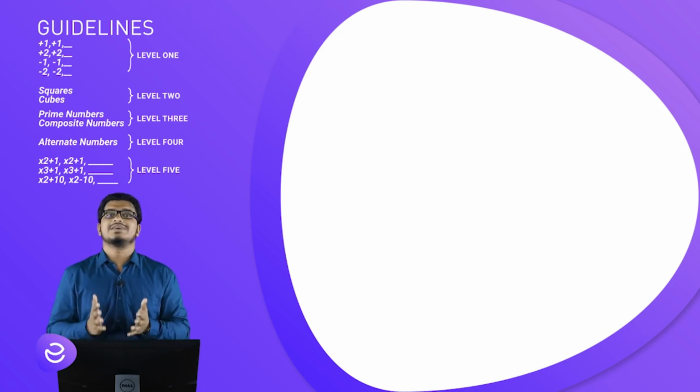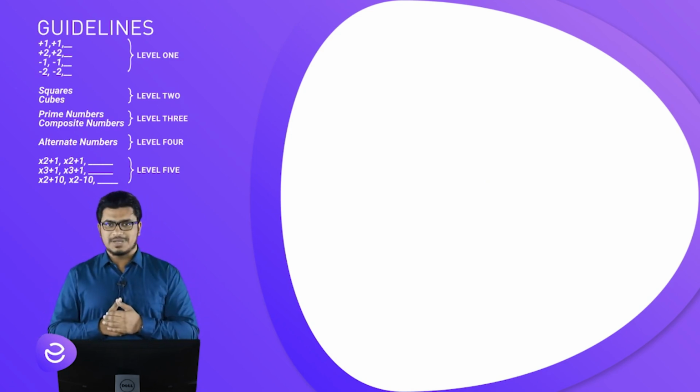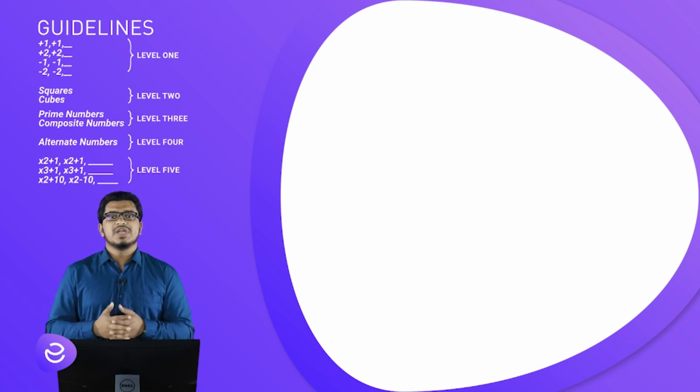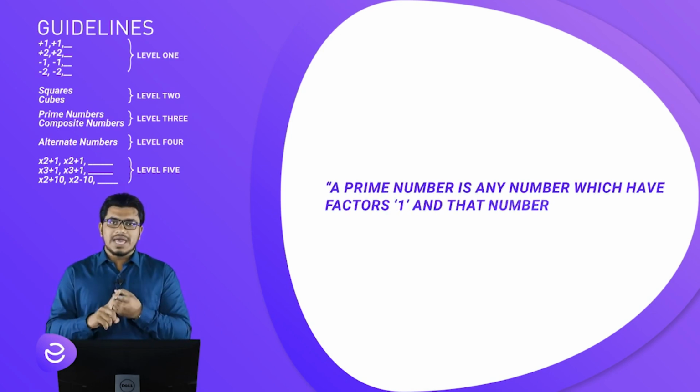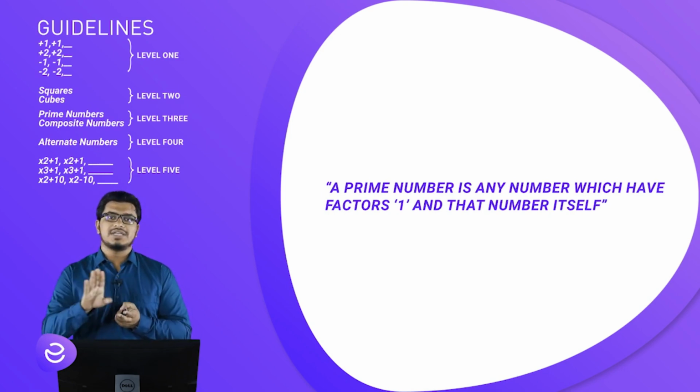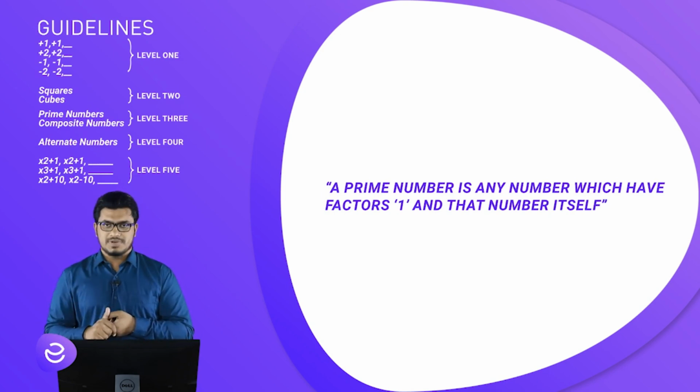you have to know what is a prime number, what is a composite number. Many of us know what a prime number is, what a composite number is. For those who do not know, let me tell you. A prime number is any number which has the factors 1 and that number itself. No other number is a factor of a prime number. I'll give you an example, you will understand it easily.